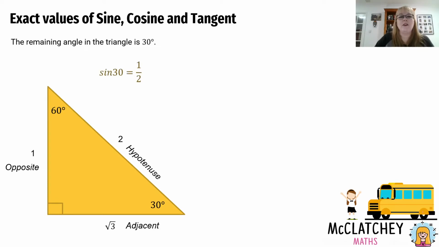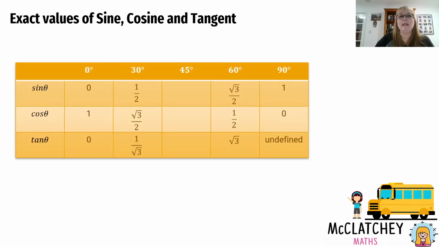So now sine 30 is going to be opposite over hypotenuse, which is a half. The cosine of 30 will be root 3 on 2, and the tan of 30 will be 1 over root 3. We'll pop those in our table now.